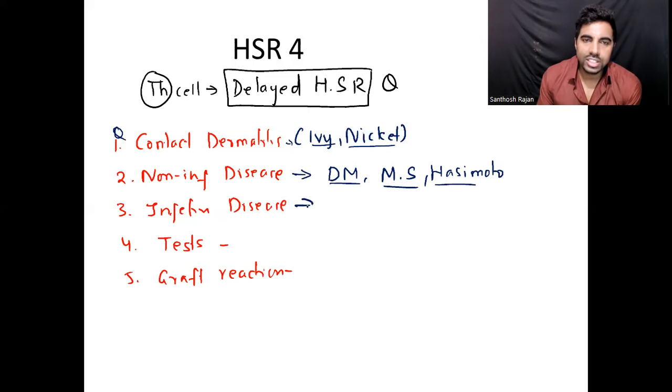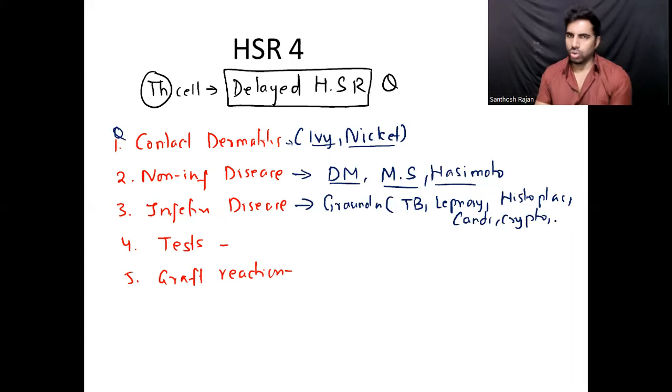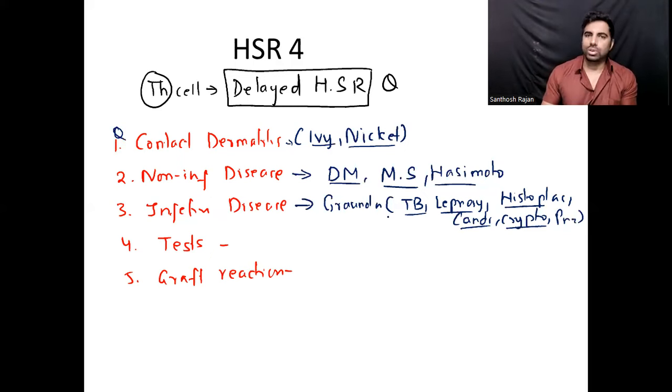Okay, infectious disease, anything chronic. There should be something like granulomas, a big chronic infection. So you can put your TB here, you can put leprosy, Mycobacterium leprae, histoplasma, candida, cryptococcus, all these chronic diseases which cause big granulomas, lumps, even sarcoidosis, everything. Sarcoidosis is not exactly infectious, but still, okay. So these are TB, leprosy, histoplasma, pneumocystis. They ask very little on this topic, so don't worry, but still, just for completeness.